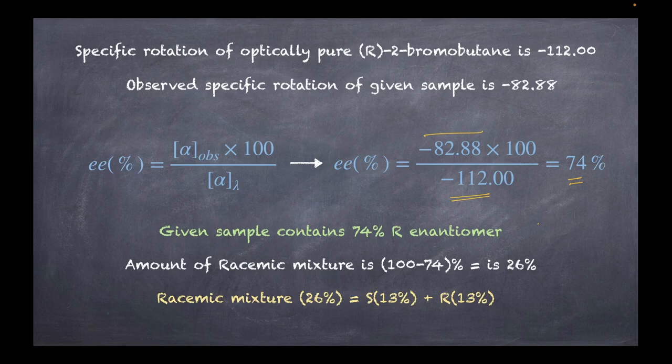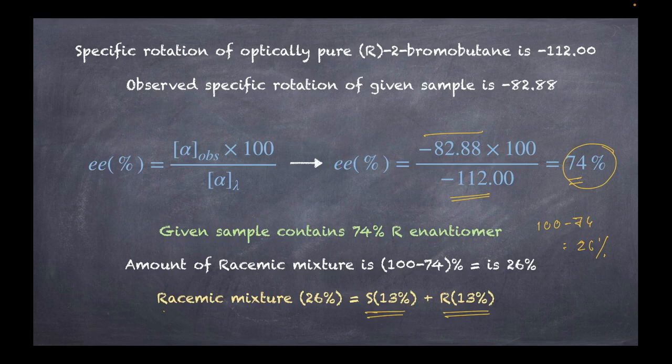That means racemic mixture is the equal percentage of R enantiomer and S enantiomer. So in our given solution, 74% R enantiomer is present, and the rest 26% is in racemic mixture. That means equal percentage of S enantiomer and R enantiomer, that means 13% both. Now racemic mixture is actually optically inactive.